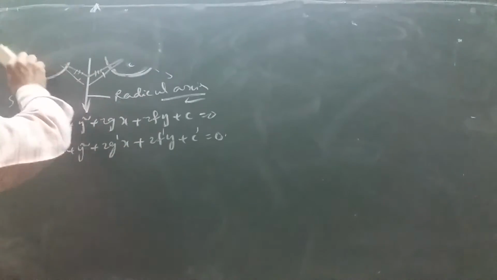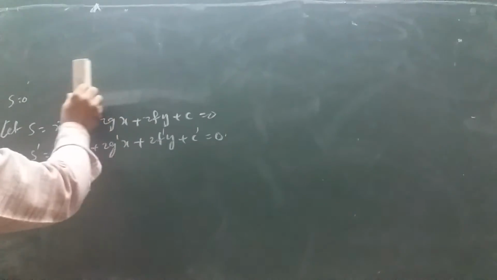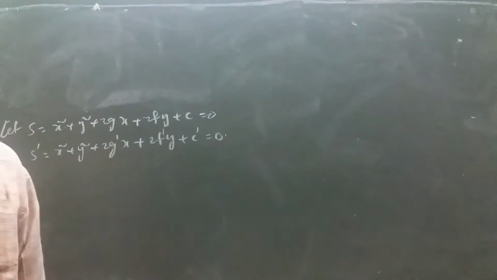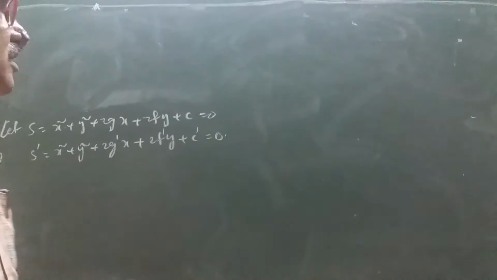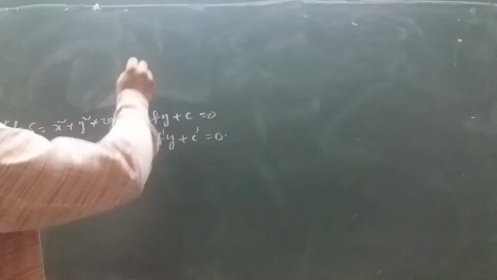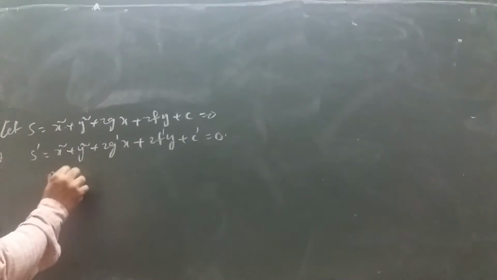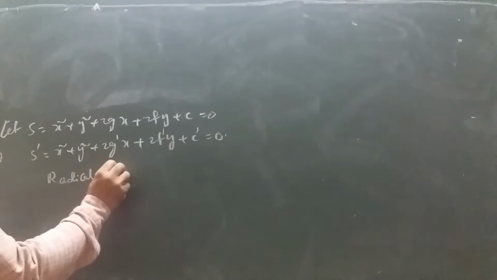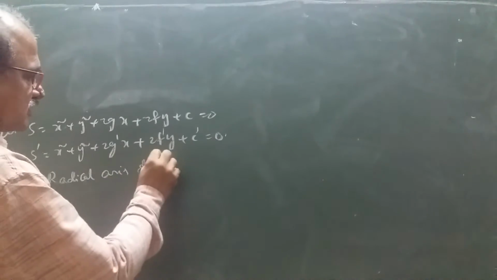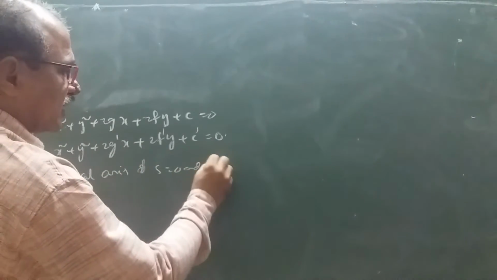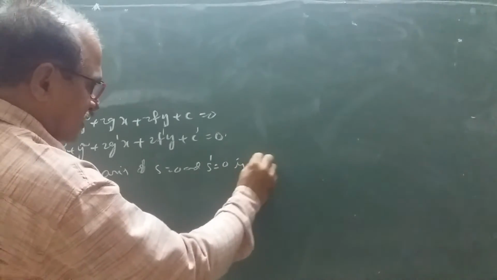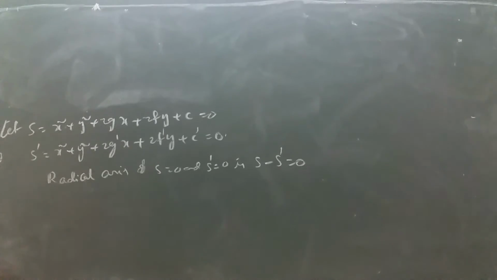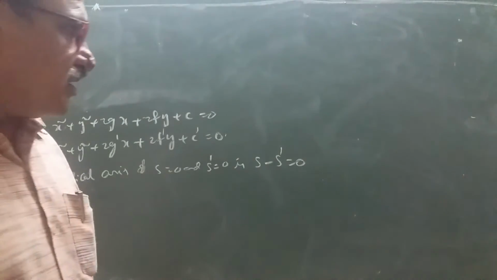If two circles are given, if S is a circle and S dash equals 0 is a circle, then we can find the radical axis by using the formula S minus S dash equals 0. The radical axis of S equals 0 and S dash equals 0 is S minus S dash equals 0. You have to remember this formula.